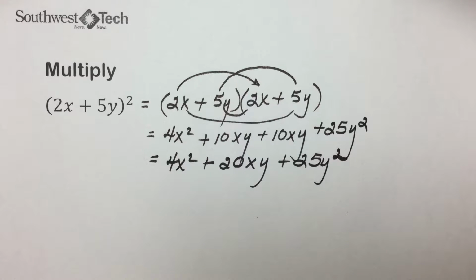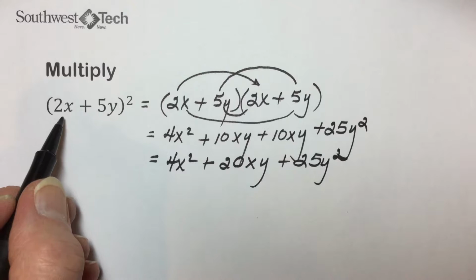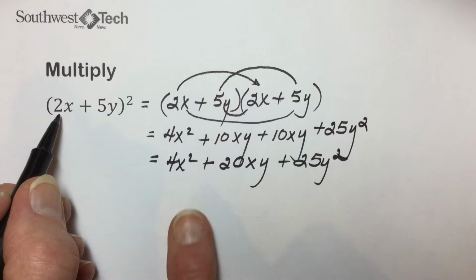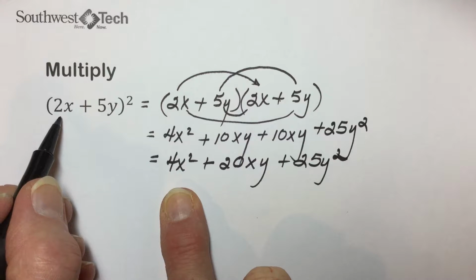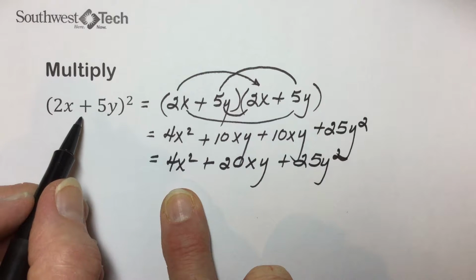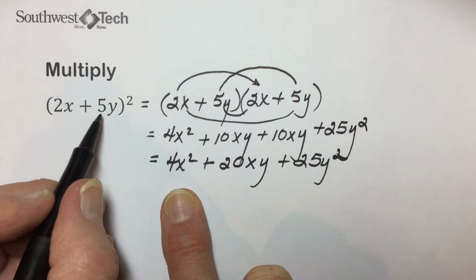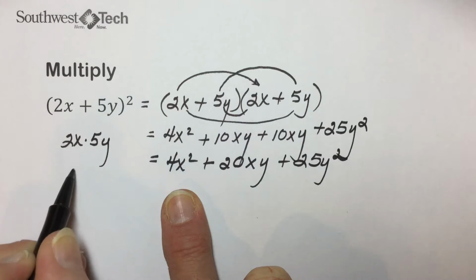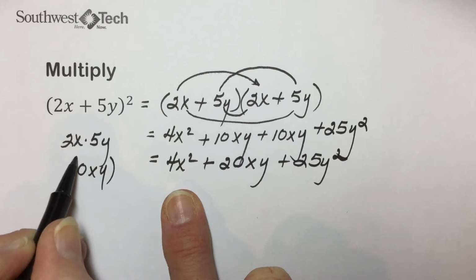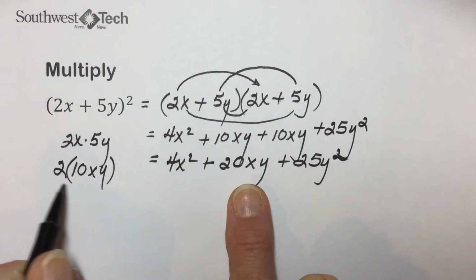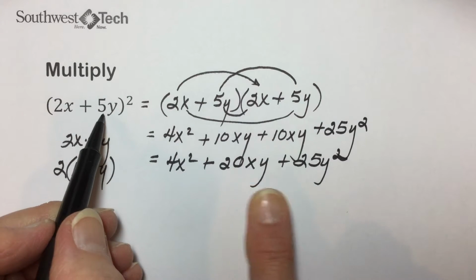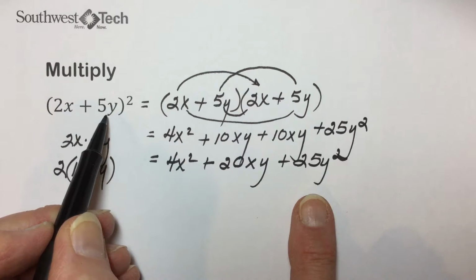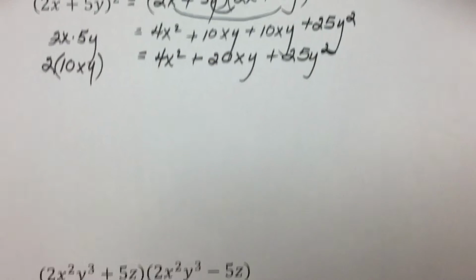That's using the FOIL method, but the shortcut when we have a perfect square trinomial is square the first term. 2x times itself is 4x squared, plus multiply the first and second terms together. 2x times 5y would be 10xy. Double that for our middle term, and there it is, 20xy. And the last term is the square of the second term. 5y times itself is 25y squared.